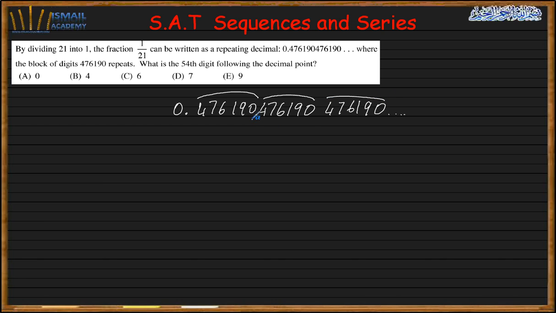This is the 6th digit, this is the 12th digit, this is the 18th digit. So the 24th will be what? 0. The 30th will be what? 0. That means every multiple of 6 digit is always 0. So the 54th digit, 54 is a multiple of 6, so obviously it's going to be 0. So A will be 0.